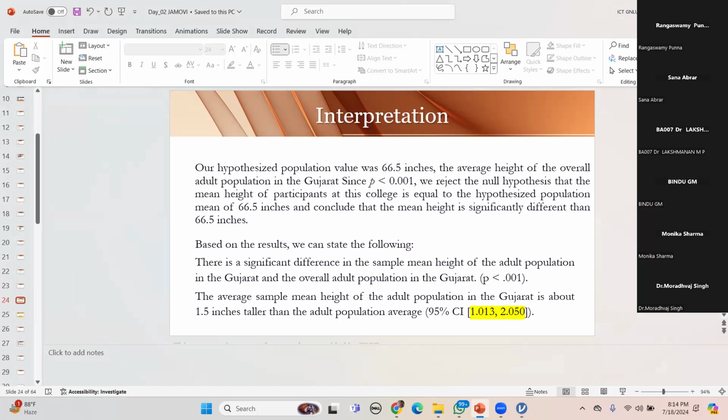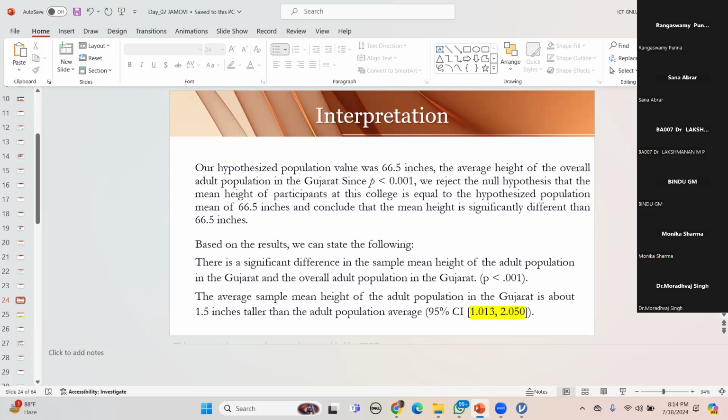Our hypothesized population value was 66.5 inches, the average height of the overall adult population in Gujarat state. The p-value is less than 0.001, meaning less than 0.05. We reject the null hypothesis that the mean height of the sample is equal to the hypothesized population mean, that is 66.5, and conclude that the mean height is statistically different from 66.5. Based on the results, we can state the following. There is a significant difference between the sample mean height of the adult population in Gujarat and the overall adult population in Gujarat.